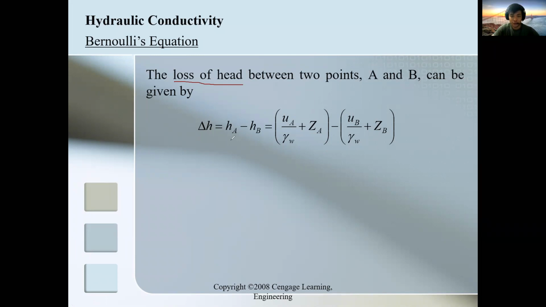Okay, now if we're going to look at the computation, the total head at point A is given by this equation. These are the parameters, right? The pressure at A divided by gamma water, plus the elevation head at A. Then B also has a different quantity as well.